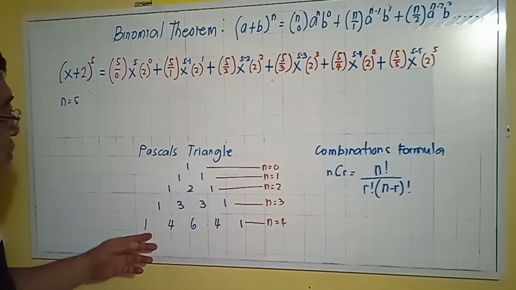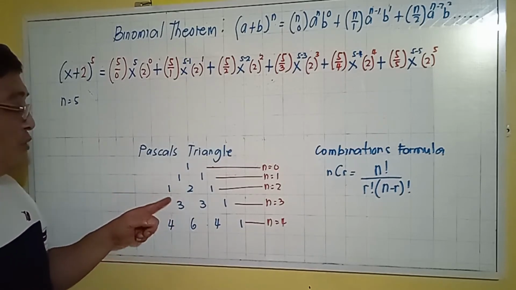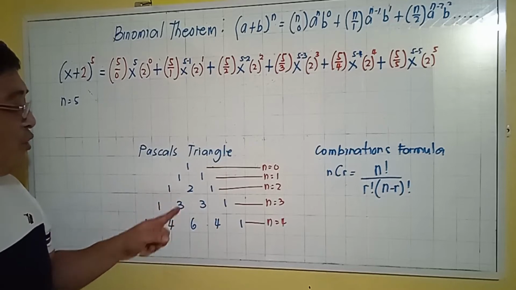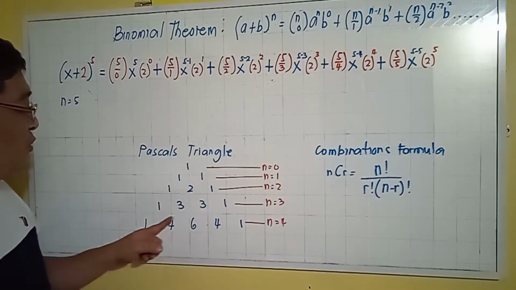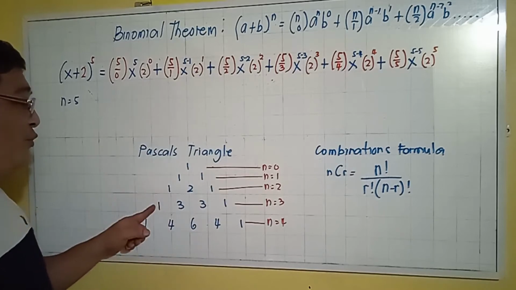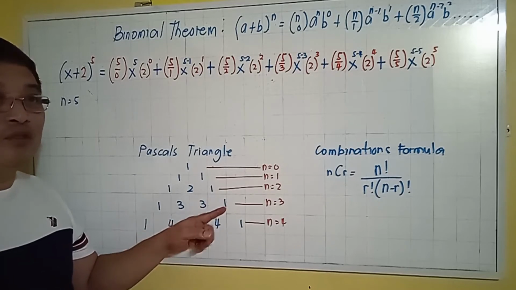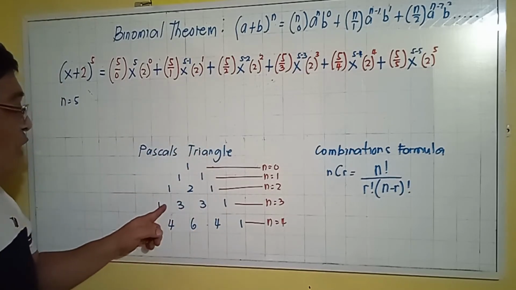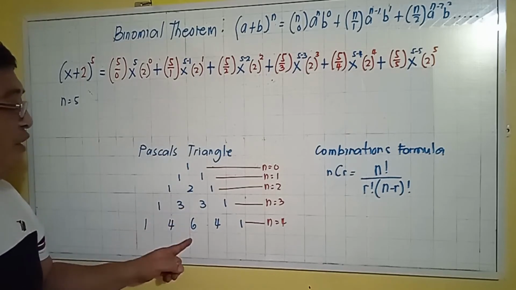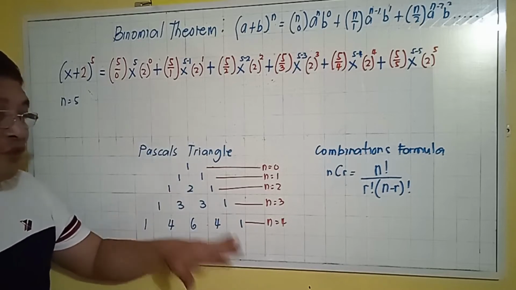This is a sequence wherein meron tayong addition lang ng nasa ibabaw. So, halimbawa, 1 plus 2 is equal to 3. 2 plus 1 is equal to 3. So, we have 1 plus 0, 1. So, 1, 3, 3, 1. So, ang susunod na sequence nito will be 1 plus 3 is 4, 3 plus 3 is 6, 3 plus 1 is 4, and 1, 1. So, ano yung susunod dito?